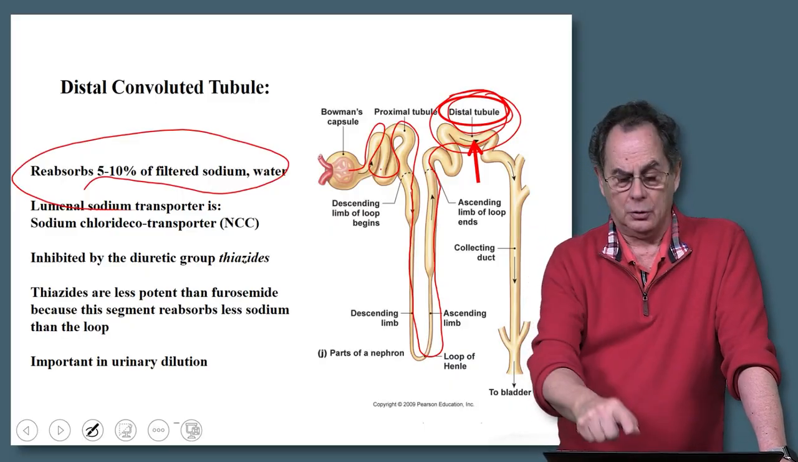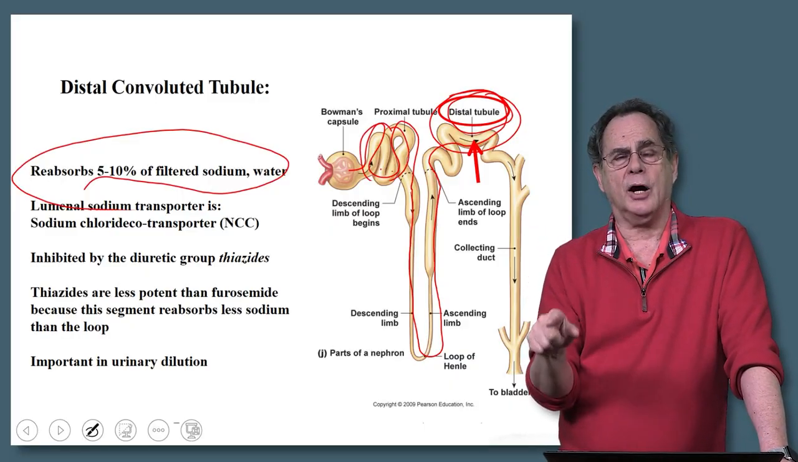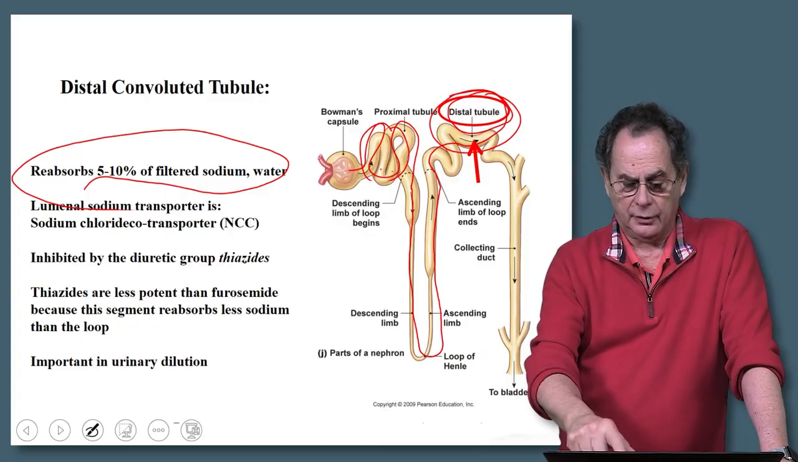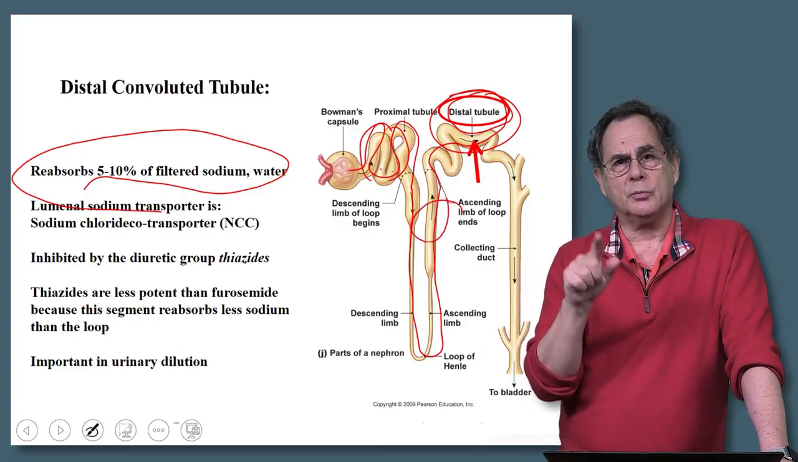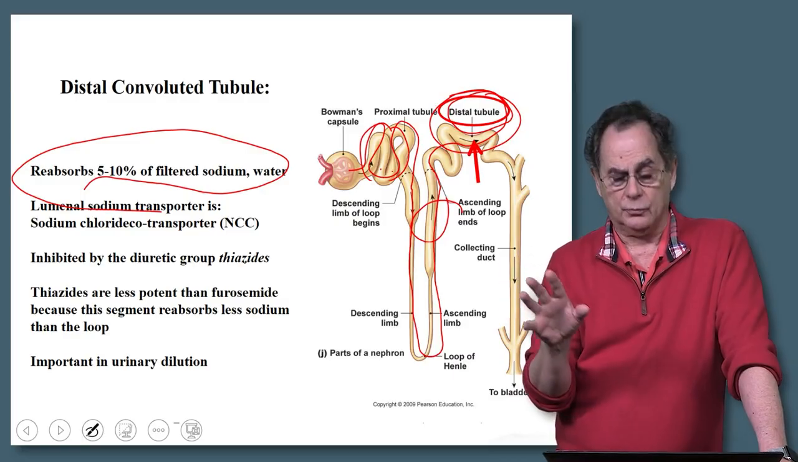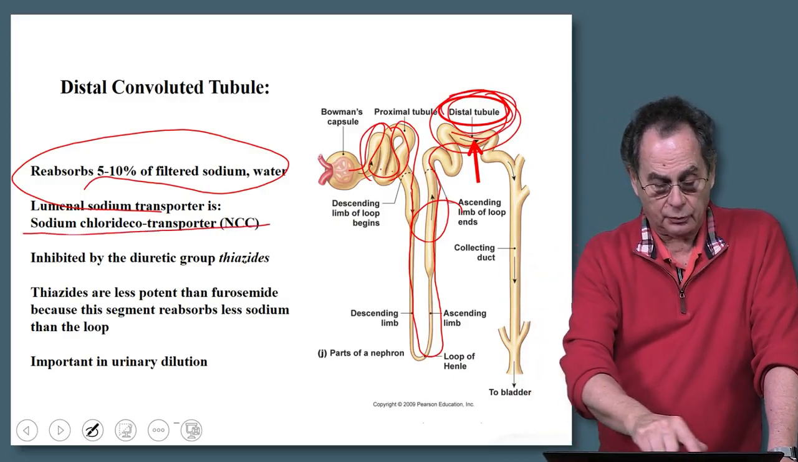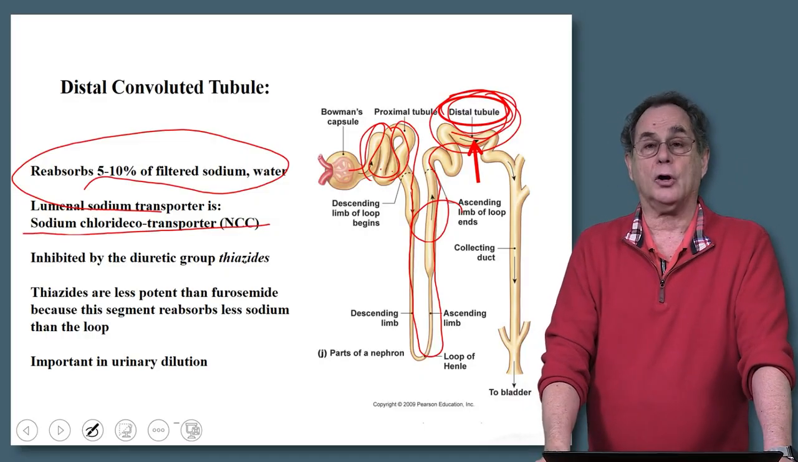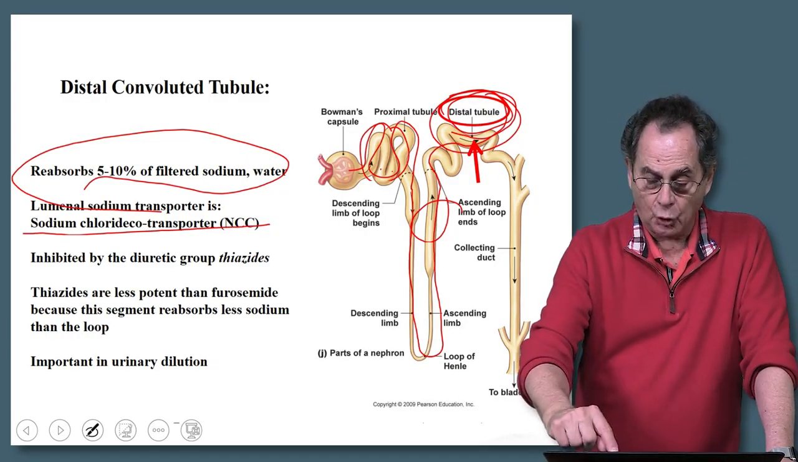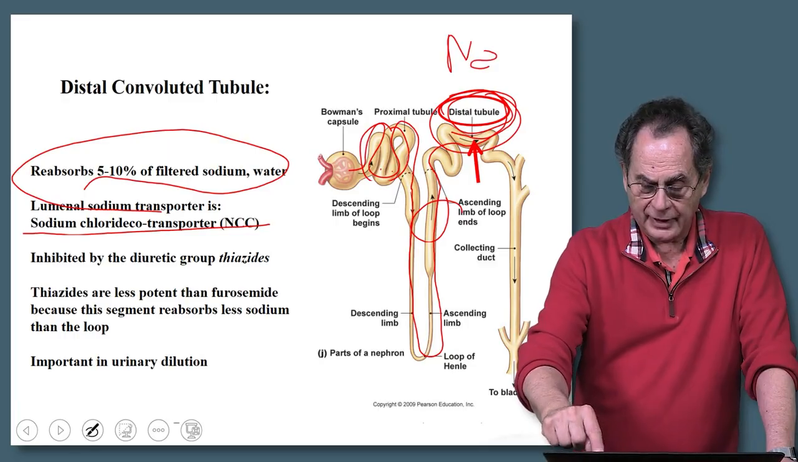Proximal tubule, it was sodium hydrogen exchanger 3. Thick ascending limb, sodium potassium 2 chloride cotransporter. The distal tubule, it's a sodium chloride cotransporter, and it moves sodium and chloride into the cell.